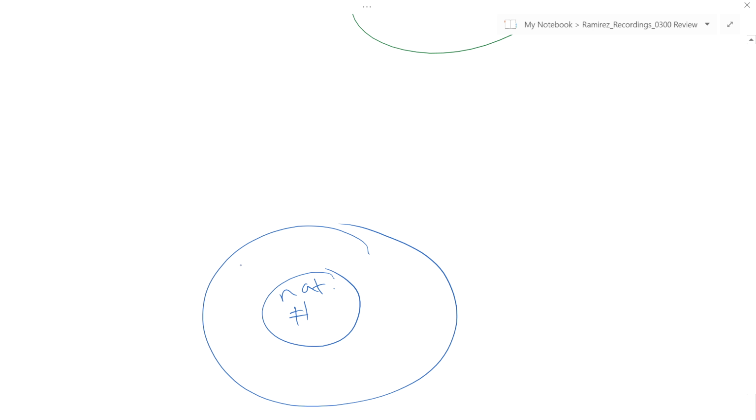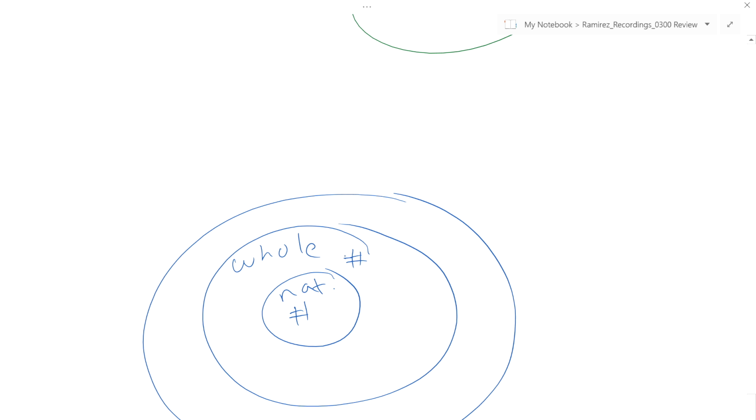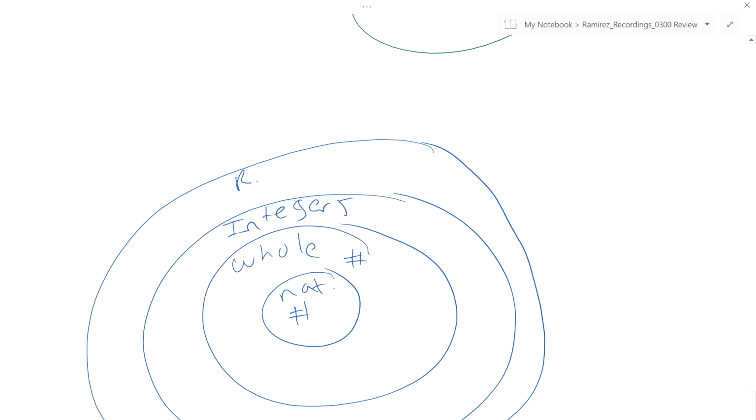So we start off with natural numbers. And a natural number is also considered a whole number. And then a whole number and natural numbers are also considered integers. Because what are integers again? It's all the negative numbers and the positive numbers. And the positive numbers include whole numbers and natural numbers. And then we have here rational numbers, which are a little fraction.